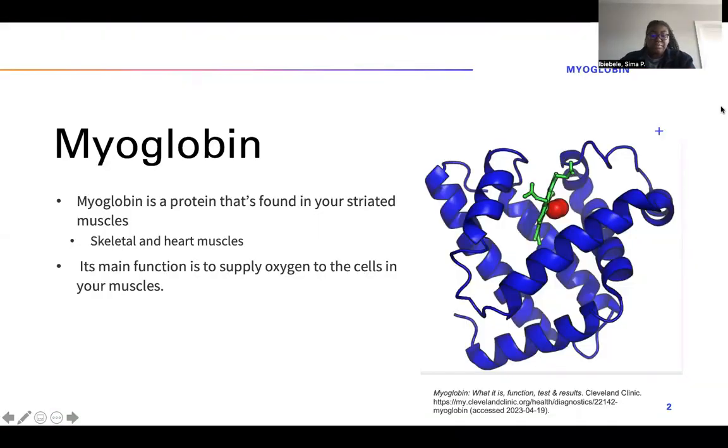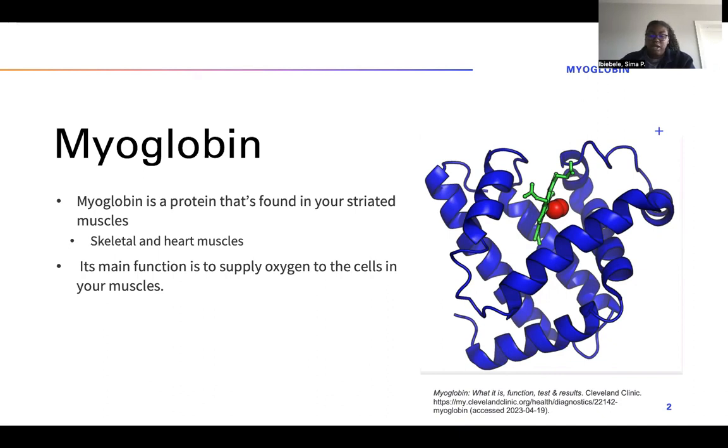First, let's give some background on what myoglobin is. Myoglobin is a protein that is found in your striated muscles. This includes your skeletal muscles and your heart muscles. Its main function is to supply oxygen to the cells in your muscles.